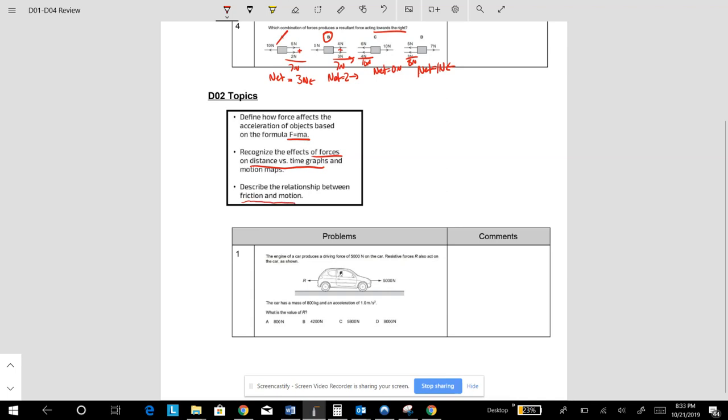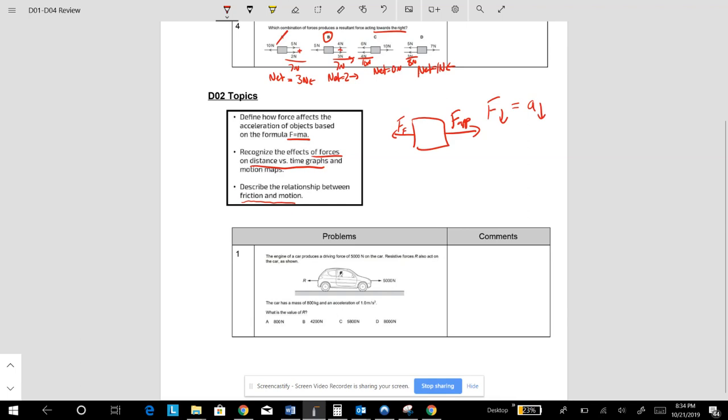So if I push a block like so, if I apply a force this way and friction acts on it, how does friction affect the motion or the acceleration of an object? So what would actually happen is the friction force would decrease the force acting on it, right? So if this force went down, which means my acceleration would also go down as well.